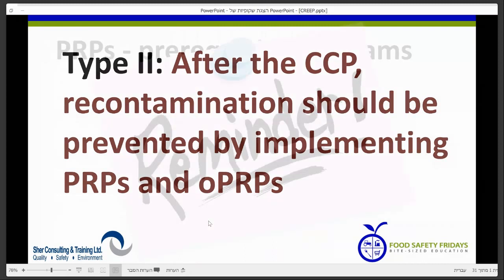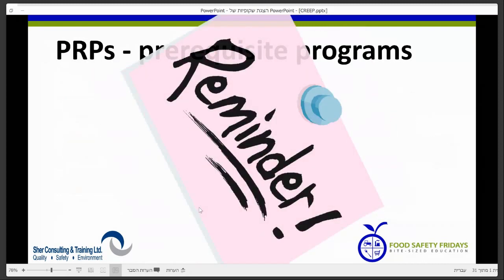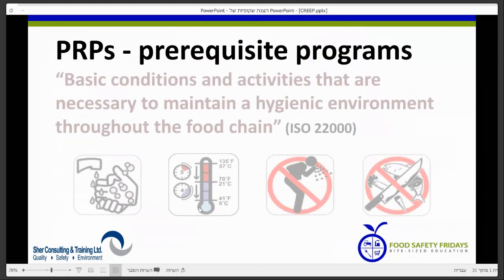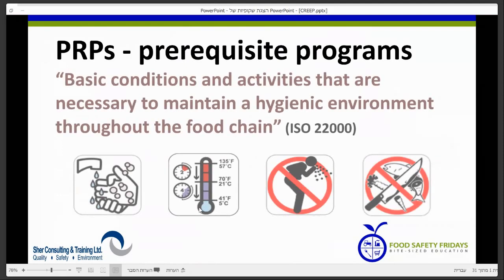Just a reminder of what those are. PRPs are, according to ISO 22000, basic conditions and activities that are necessary to maintain a hygienic environment throughout the food chain. So hand washing, temperature control, employee health, prevention of cross-contamination, pest control, and on and on. These are all prerequisite programs, what used to be called GMPs, or GAPs, or other GPs, other good practices. So we now call them PRPs.